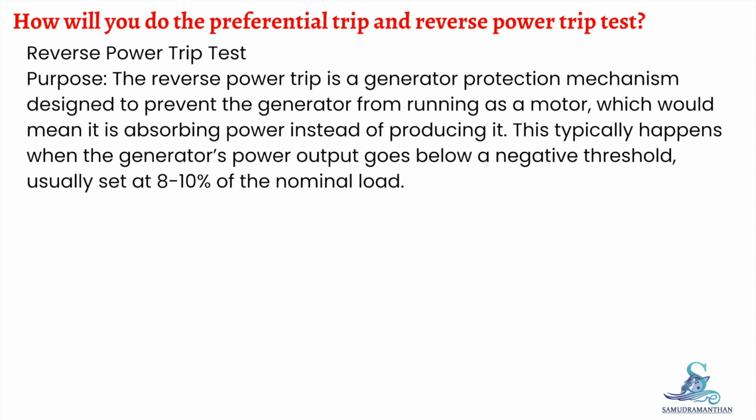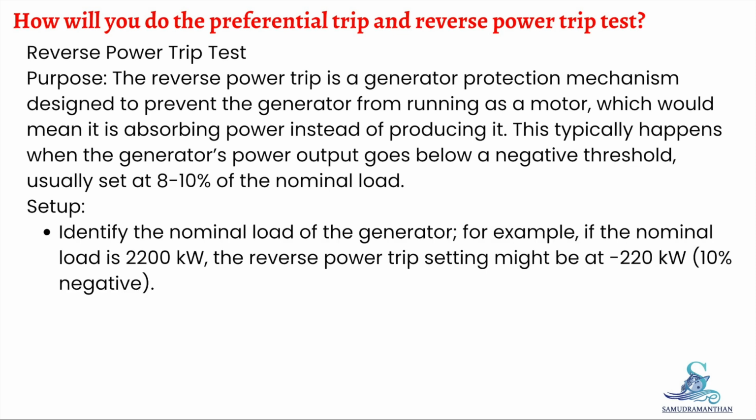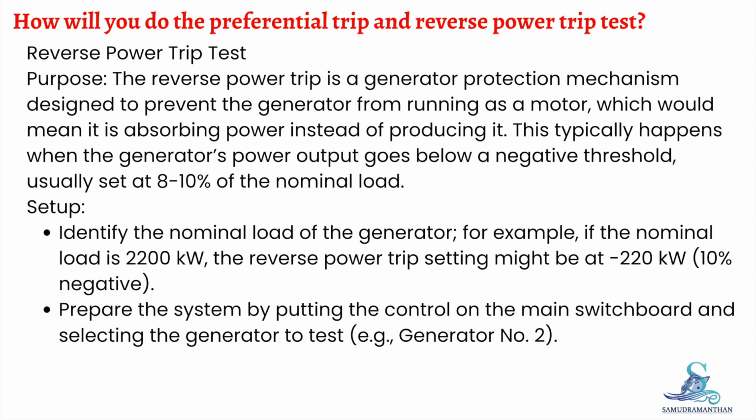Setup: identify the nominal load of the generator. For example, if the nominal load is 2200 kilowatts, the reverse power trip setting might be at minus 220 kilowatts, 10% negative. Prepare the system by putting the control on the main switchboard and selecting the generator to test, example generator number 2.